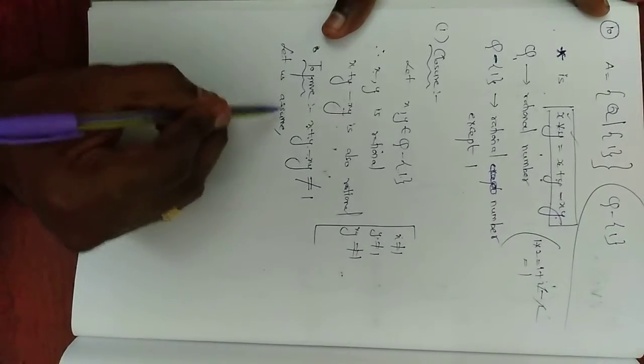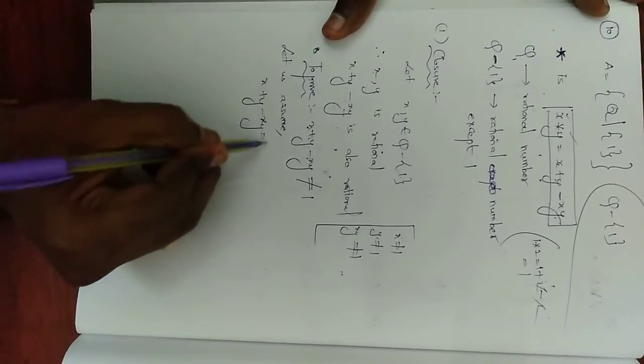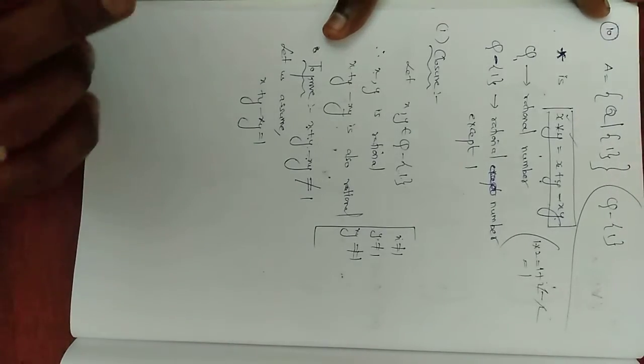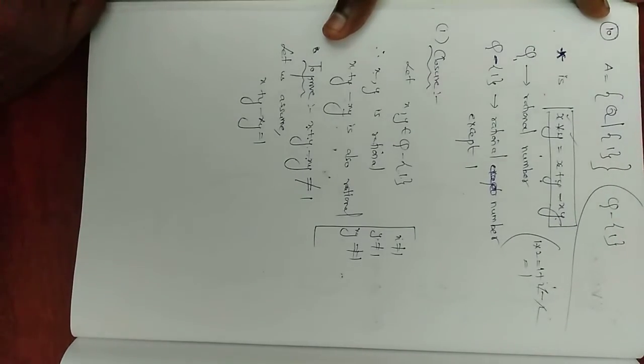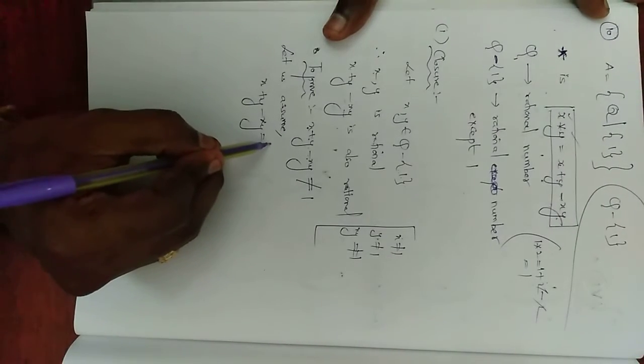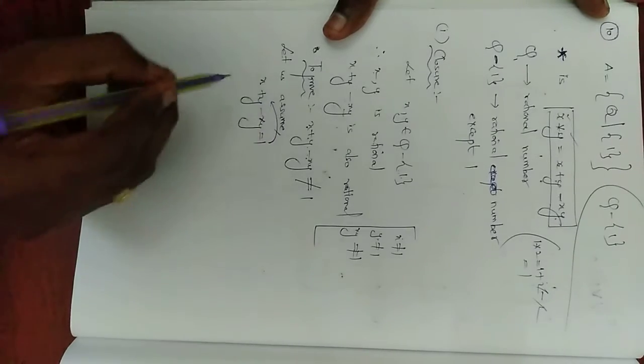What am I going to assume? Let us assume x plus y minus xy equal to 1. I am assuming it equal to 1. So in this x plus y minus xy equals 1, this 1 comes to this side, so it becomes minus 1. So how are we going to write?